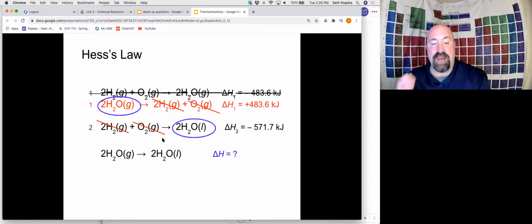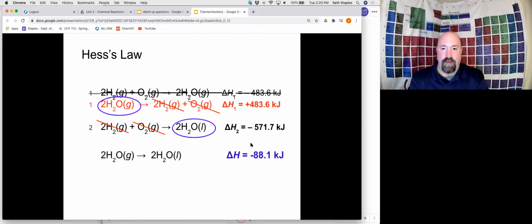At this point, now we know we've manipulated the equations in the ways that we need to. Now we can simply add up our enthalpy values. Positive 483.6 minus 571.7 gives us now an overall enthalpy of negative 88.1 kilojoules. And there it is. Now we have successfully used Hess's law to calculate the enthalpy of our target equation, and we did so by using two related equations. Let's go through another one.